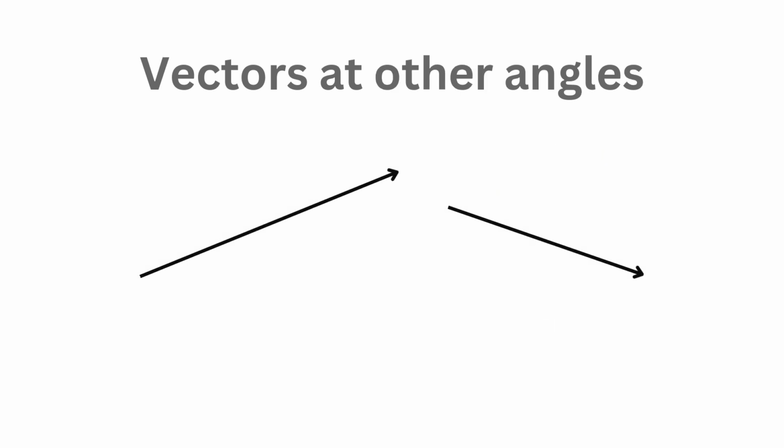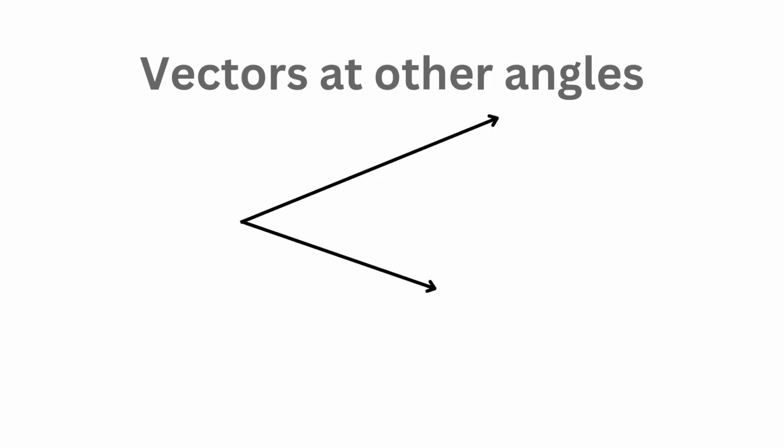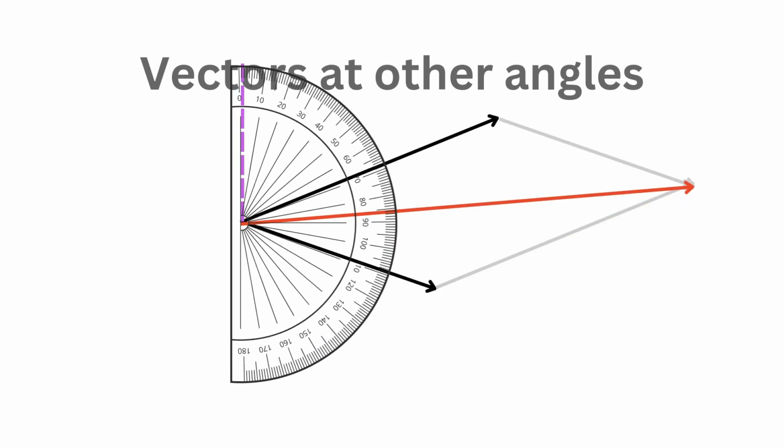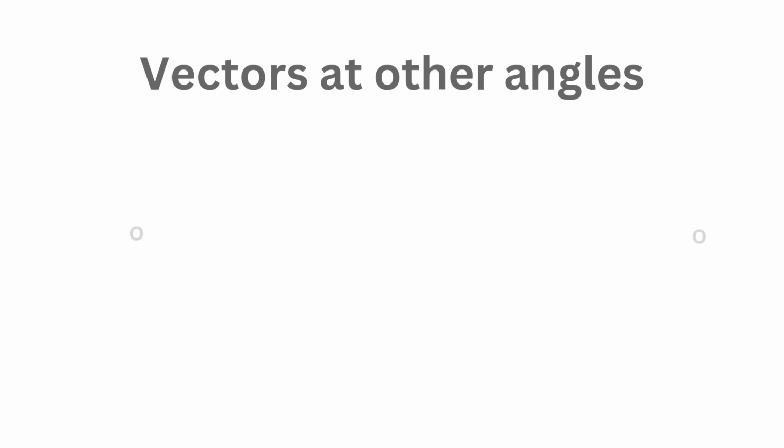When two vectors are acting at a point but not at right angles, we can determine the resultant vector using a graphical method. This involves drawing the vectors to scale and measuring the resultant vector's length and bearing. Let's work through an example to see how it's done.